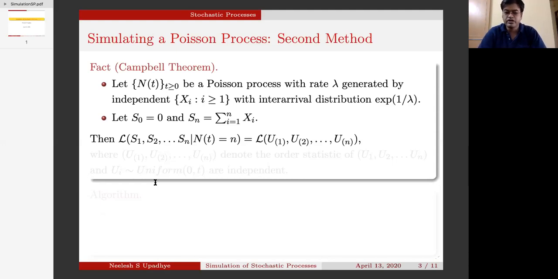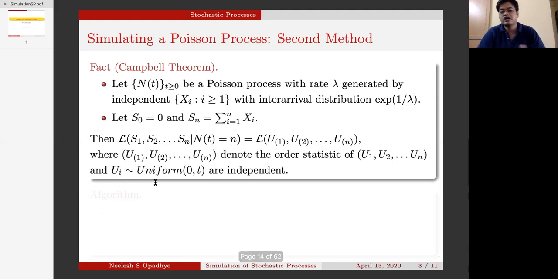Just to remind you, order statistics means the random variables are arranged in order. Essentially, if you have uniform random variables, let us say Ui, then the minimum over the Ui's denotes the first order statistic. After removing that minimum, the second minimum denotes the second order statistic, and this continues till Un, where Un denotes the maximum of U1, U2, ..., Un. So this fact will help us to simulate a Poisson process. How? Let us try to see it through an algorithm.